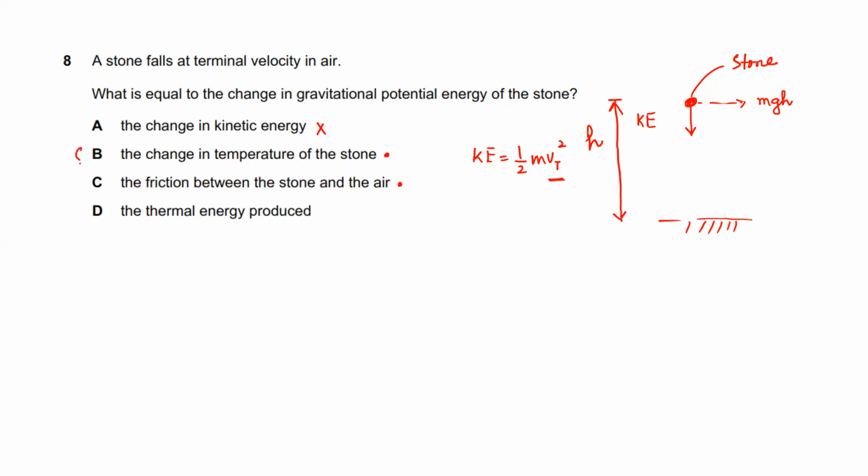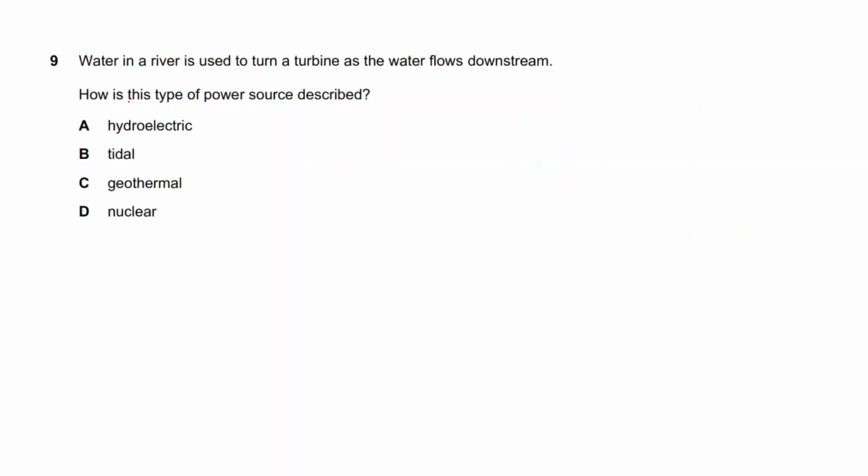So these two points are actually covered in this statement. As the stone is falling, the potential energy is actually converted into the thermal energy that is produced because of friction, the temperature of the stone changes, things like that. So answer D is the best statement for this answer. Therefore, we'll go with this option. Next question. It says water in a river is used to turn a turbine as it flows downstream.